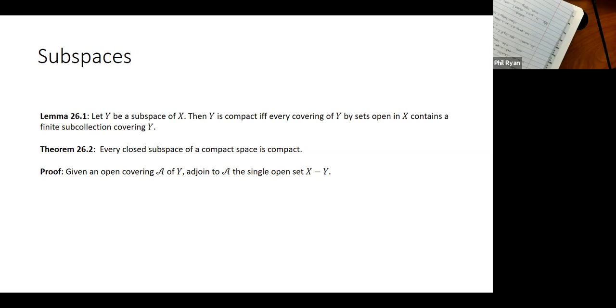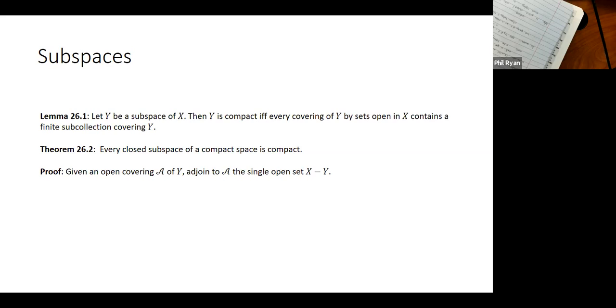Okay. Well, let's say that Y is a subspace of X. I guess we do need 26.1 because it doesn't matter whether we're talking about open sets in X or open sets in Y. So I guess it does kind of matter. Okay, so of course the way that you prove anything about compactness is assume you have an open covering and then prove that there's a finite subcovering. So we start off with our open covering of Y, and now just add to that collection the single open set X minus Y. If Y is closed, then X minus Y is open.